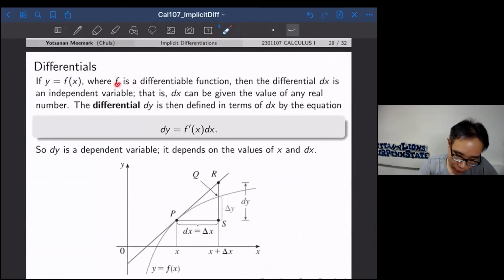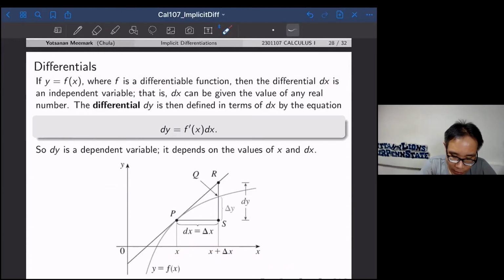If you have y equal to f(x), a differentiable function, then the differential dx is an independent variable. That is, dx can be given the value of any real number. So what is dx? dx is going to be the difference in x. dx will be the difference in x like this, and this gives you an error, delta x here, that is going to tend to 0. It's going to be very close to x.